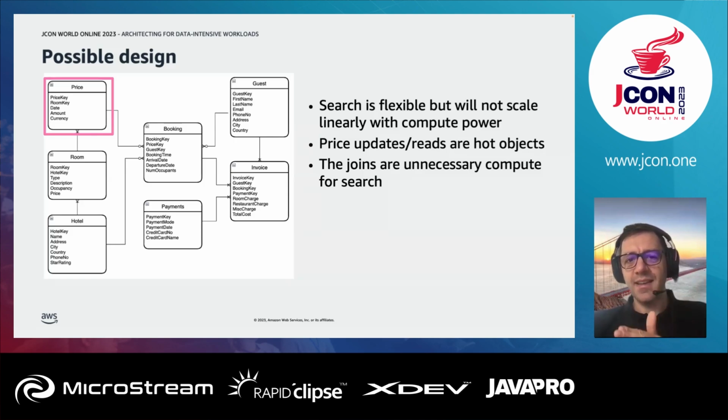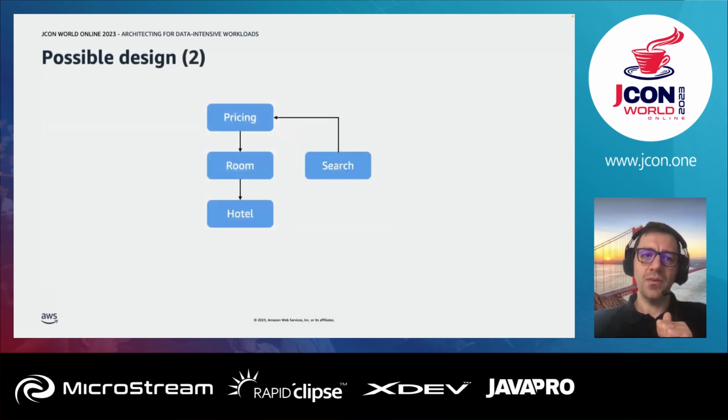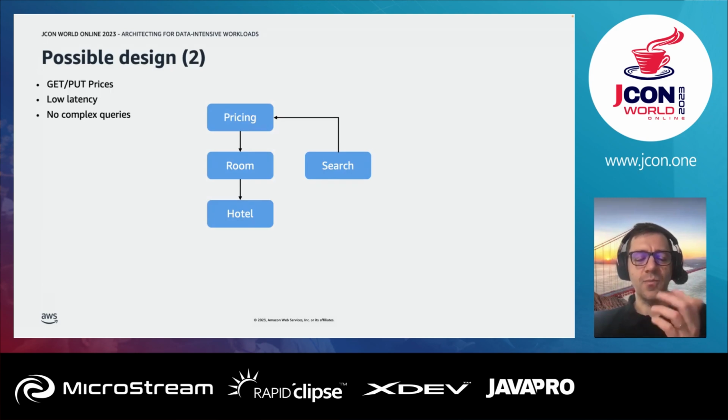And on the other side, the search needs to be flexible. So what am I going to do? Maybe I will take the chance to look at a possible other design. I look at my domain and I see two patterns. On one side, I see get and put prices. They're really fast OLTP transactions, short and low latency, with no complex queries. I don't do reports on pricing or things like that.